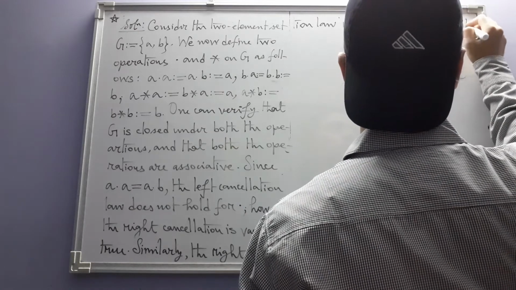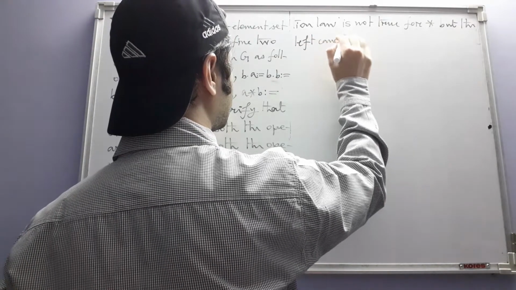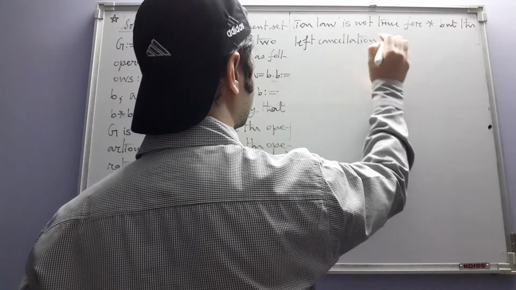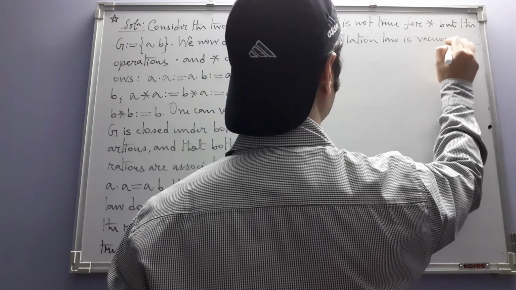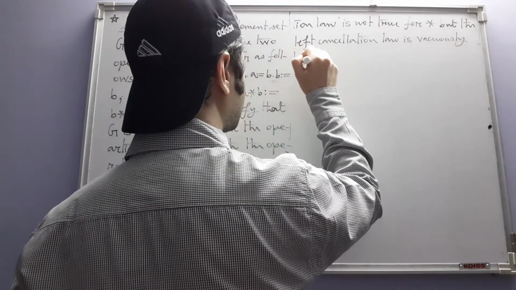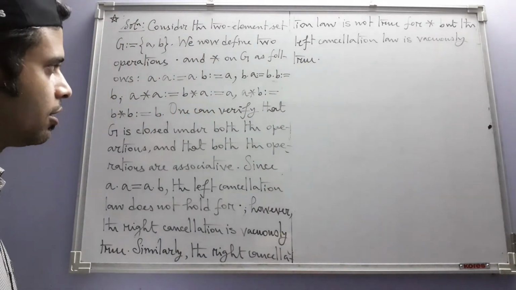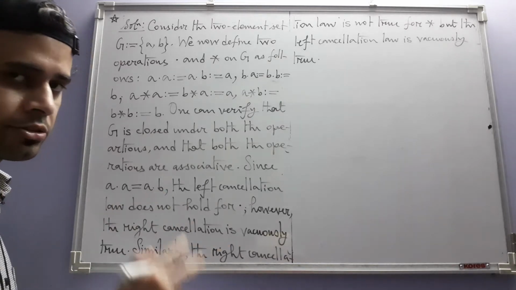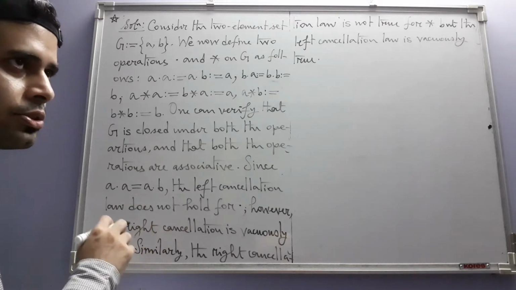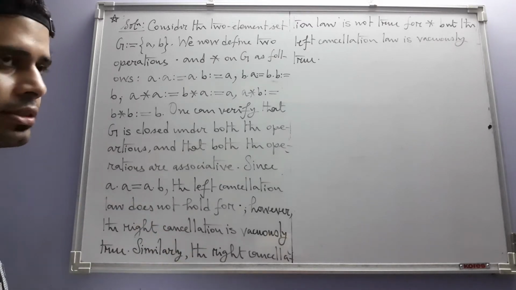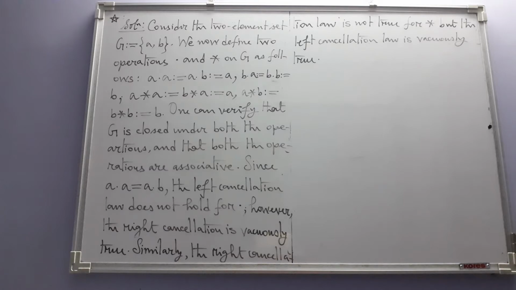But the left cancellation law, in this case the left cancellation law is vacuously true. Okay, so we have got at least a system, actually two systems, where in one of them the right cancellation law holds but not the left, and in the other the left cancellation law holds but not the right. In both the cases, G is not a group.